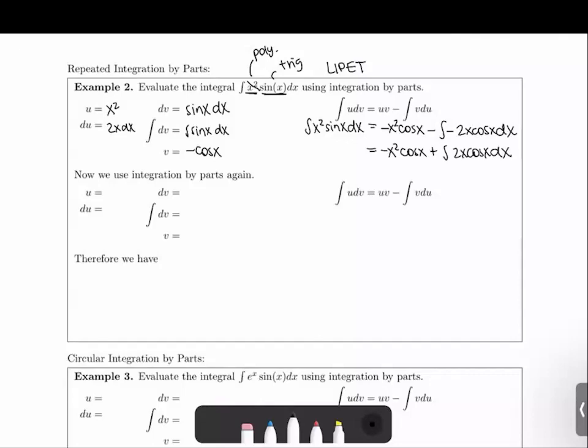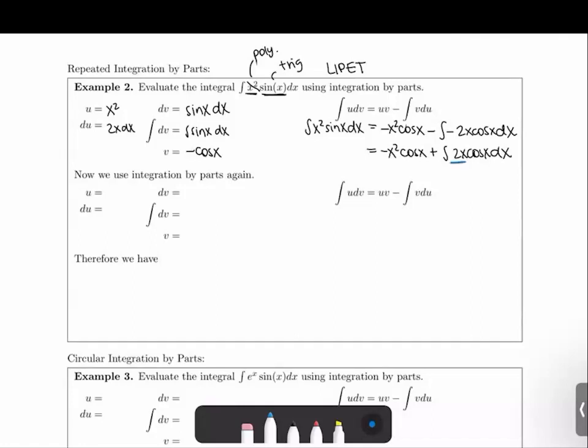What we see here is that this integral, 2x cosine of x dx, is actually going to require integration by parts again. This is not something we can use anti-differentiation on, and in particular, we can tell that because it's the integral of a product. Whenever you see the integral of a product, that's a good indication you're going to have to use integration by parts, because remember, integration by parts undoes the product rule.